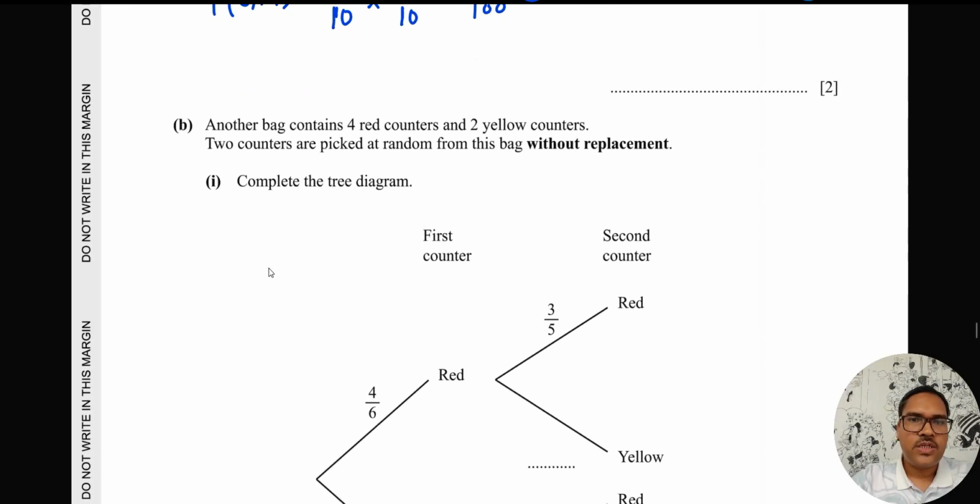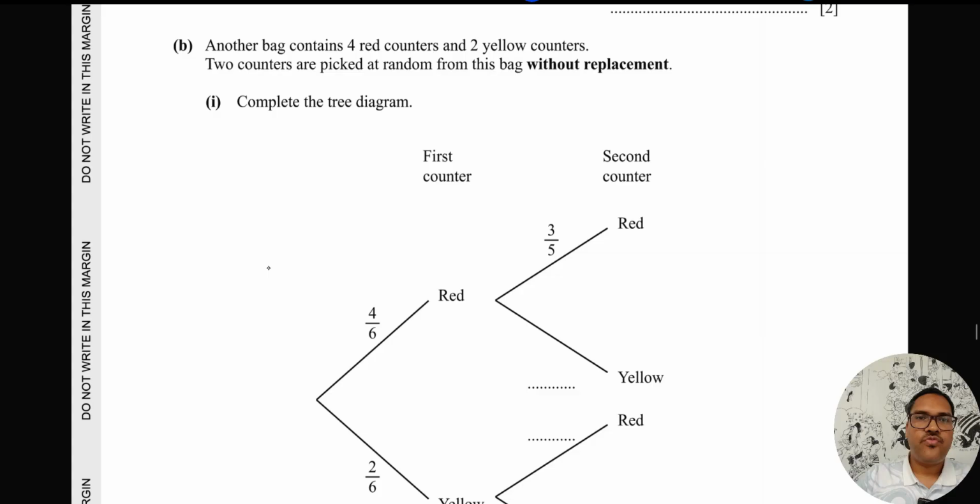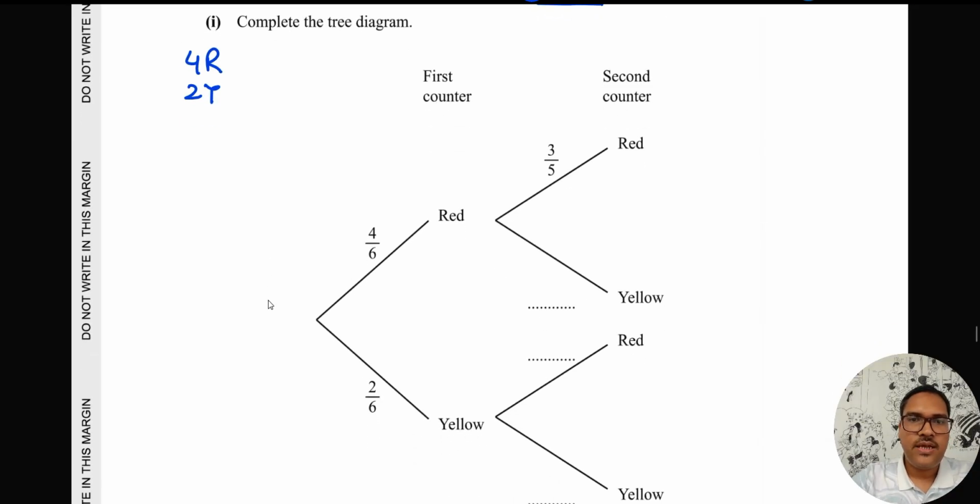Okay. Now the next question is another bag contains 4 red counters and 2 yellow counters. 2 counters are picked at random from this bag without replacement. Now we are not replacing it. Complete the tree diagram. So you can see first is the probability of selecting a red counter, 4 by 6, and second is yellow, 2 by 6.